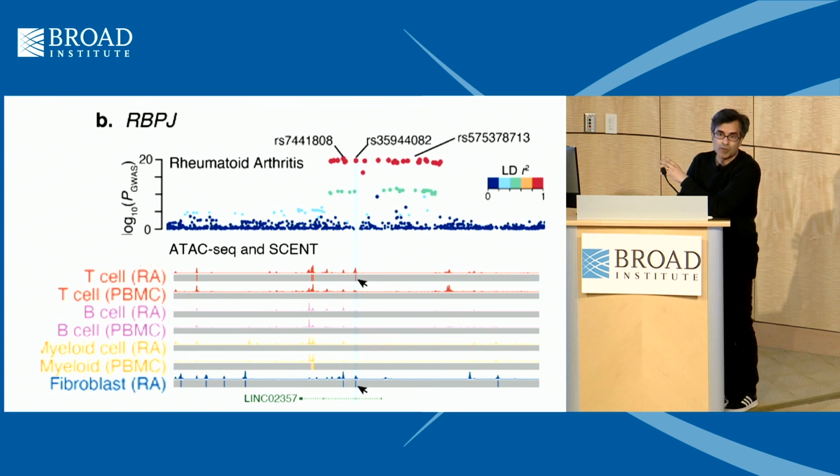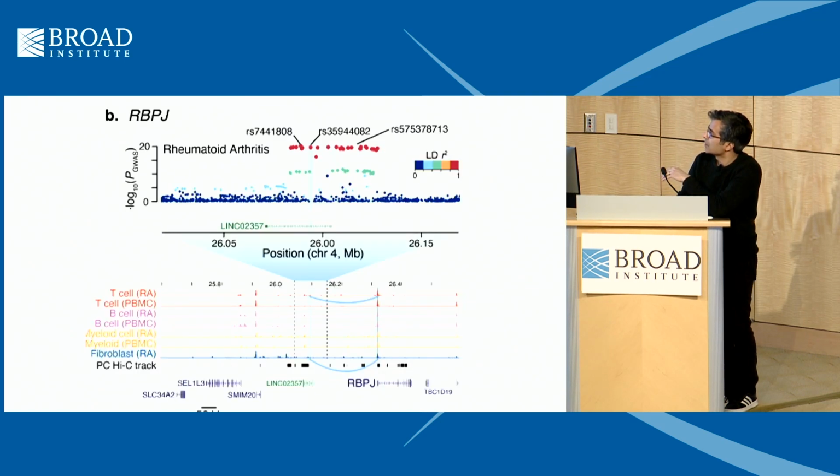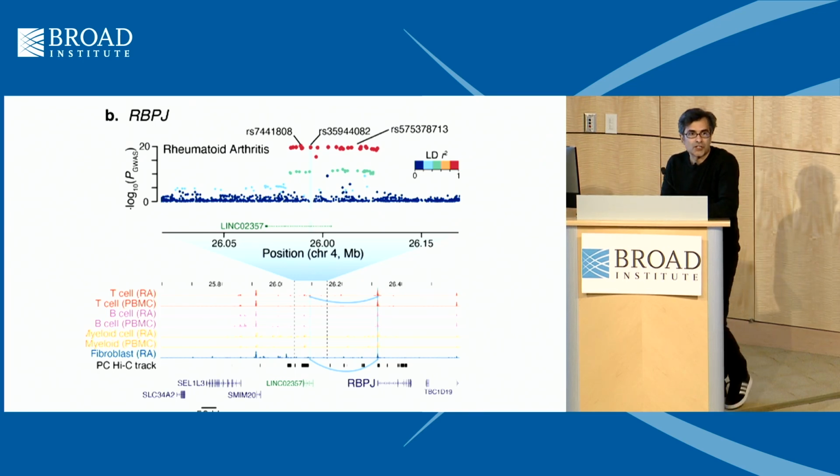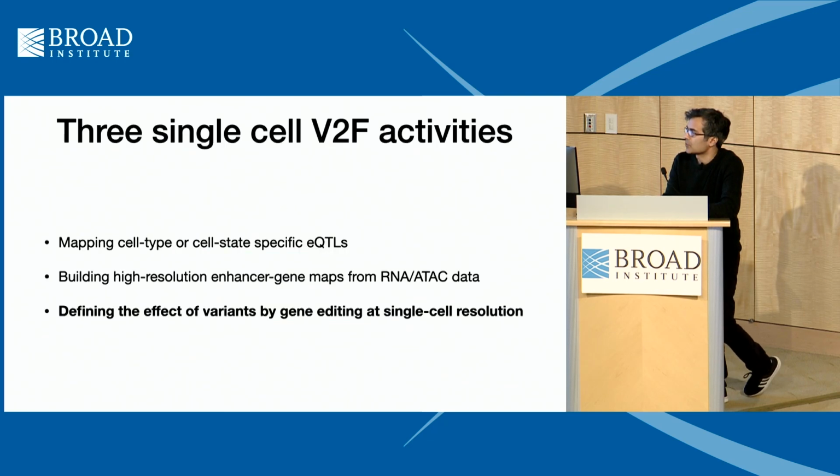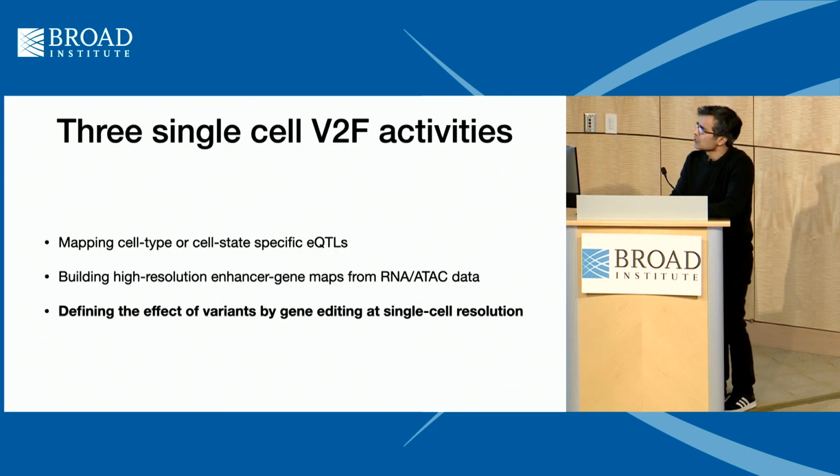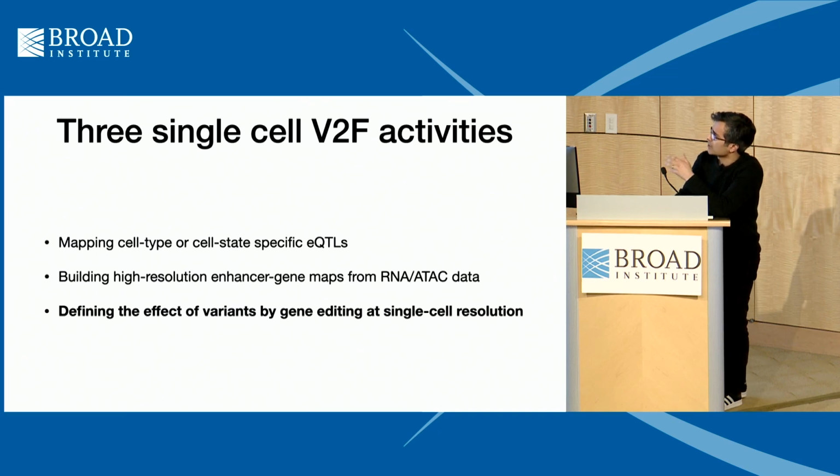You also see it in the fibroblasts from RA tissue. Again, not a blood phenotype. But that allows you to link that variant to a gene. The gene's a little bit further away than you'd expect. It's not the closest gene. That connects it to this gene, RBPJ, which is important in Notch signaling, which is important in RA susceptibility. So I'm going to spend the rest of the talk talking about how we define the effective variants by gene editing at single-cell resolution.